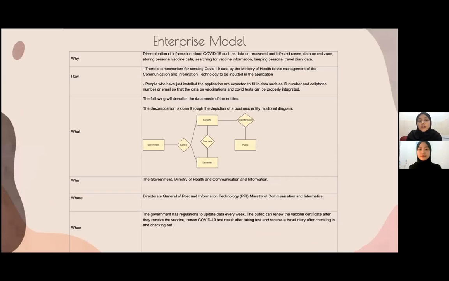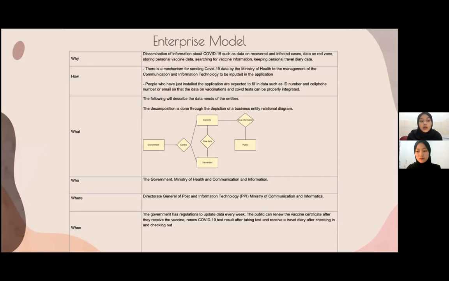Okay. The second one is the enterprise model. So here are the why, who, what, how, where, and when. The first one is why. Dissemination of information about COVID-19, such as data on recovered and infected cases, data on red zones, storing personal vaccine data, searching for vaccine information, and keeping personal travel diary data.